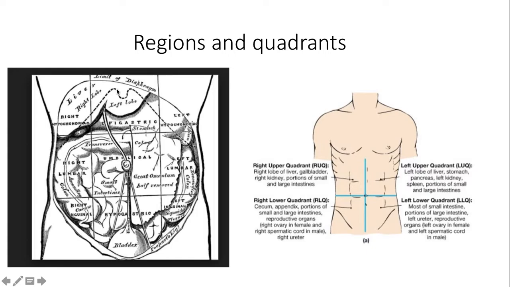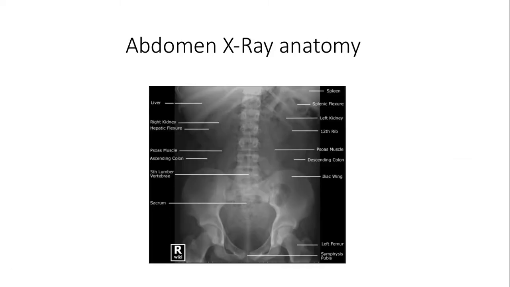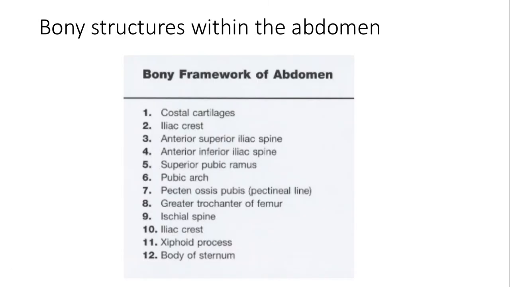Similarly, in an abdomen x-ray, it helps in looking at the organ according to the quadrant or the region. It will make it easier to locate anatomically. Right, we went through the anatomy. Alright, so we have the bony structures within the abdomen.